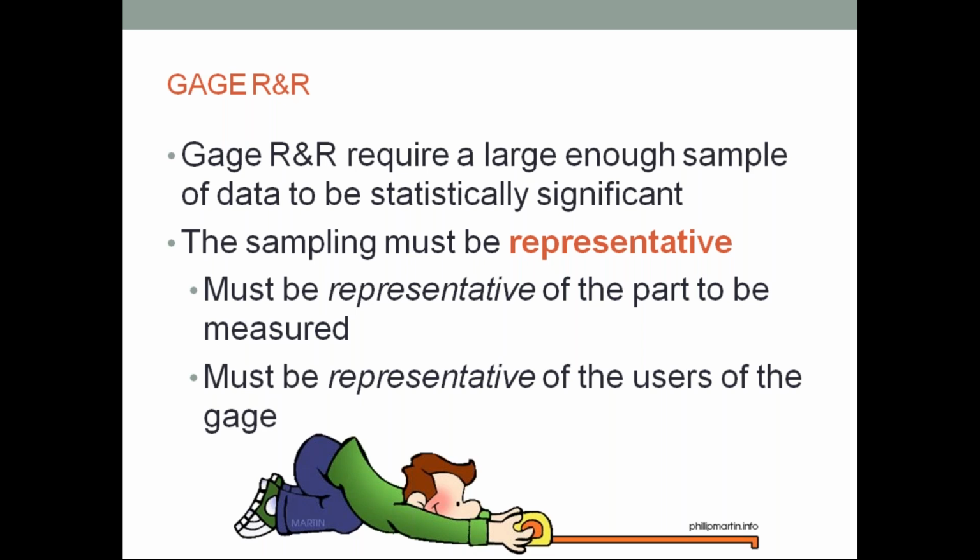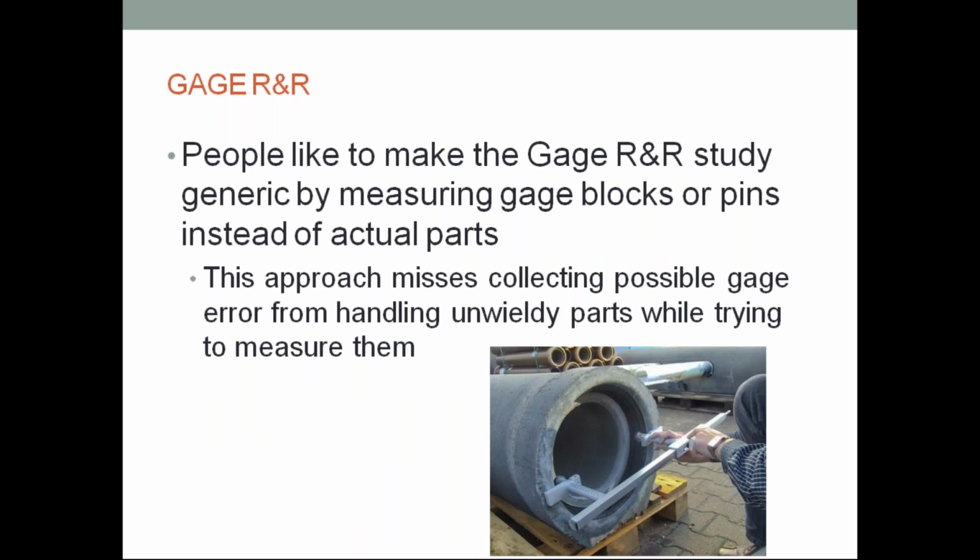The people using it should be representative of the users of the gauge. So generally they should be shop floor personnel if the shop floor personnel are going to be using that gauge. They shouldn't all be gauge techs and engineers because they have a different skill set when operating those gauges, and it would not be an adequate Gage R&R for the usage of the gauge on a day-to-day basis. Now, some people like to make Gage R&R studies generic by measuring gauge blocks or pins instead of actual parts, but it misses collecting the possible gauge error from handling unwieldy parts while trying to measure them.